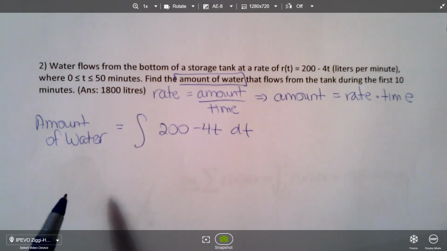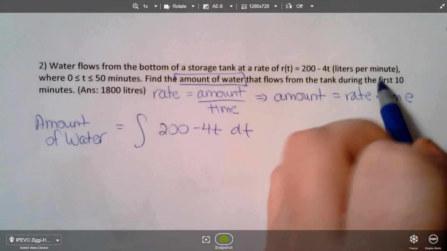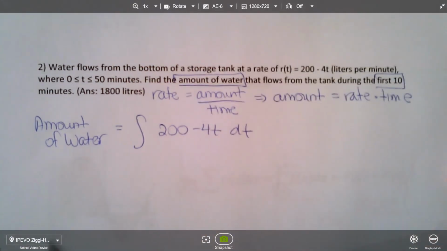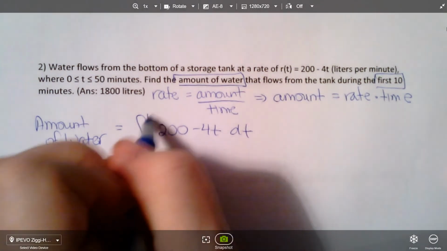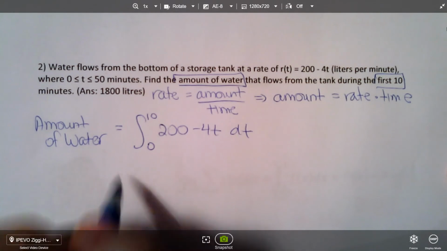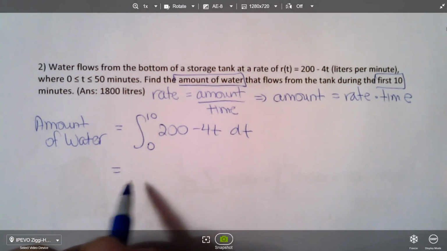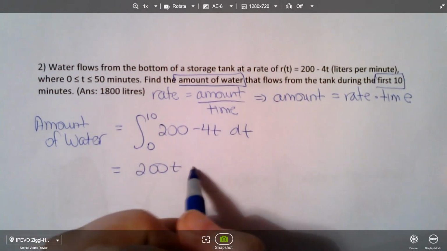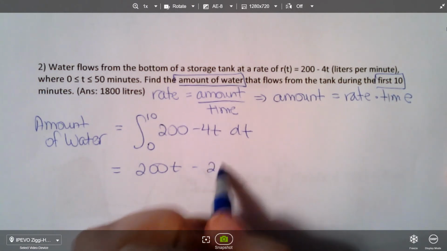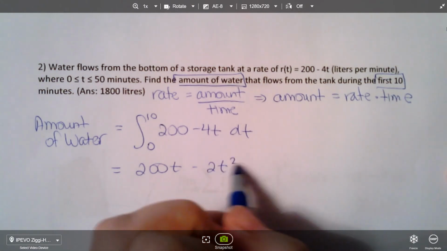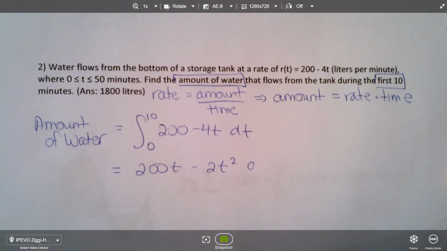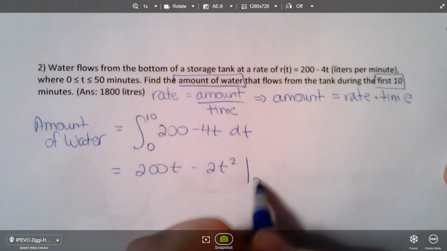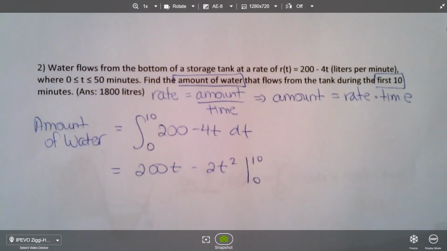Now they want us to find it for a specific time frame. How much has gone through in the first 10 minutes? So from 0 to 10. So if I integrate, I get the following.